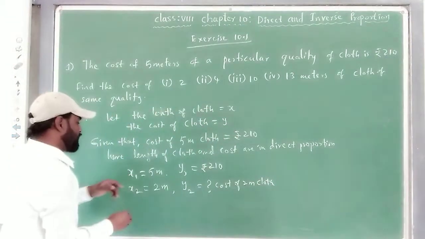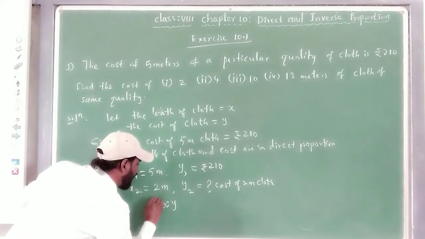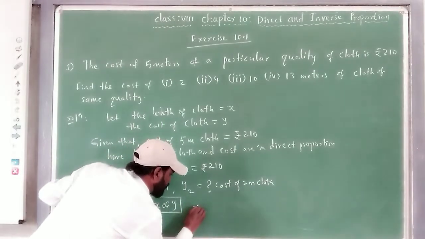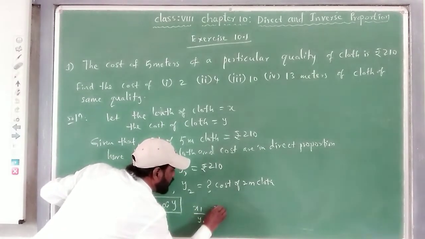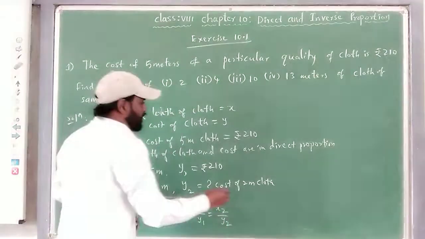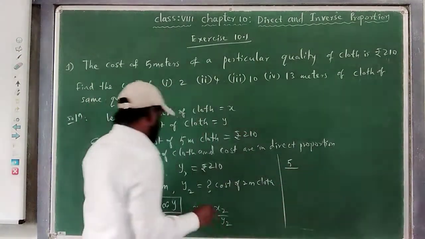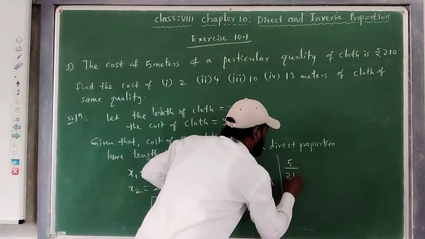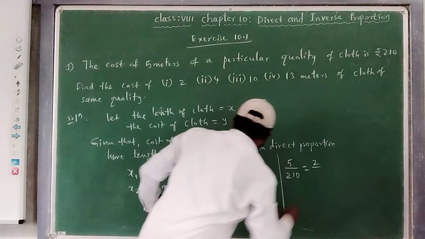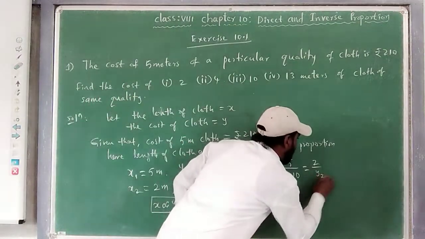So substituting the values, as x is directly proportional to y, what formula do you have to use? x1 by y1 is equal to x2 by y2. Substitute the given values. What is x1? 5. What is y1? 210. What is x2? 2. What is y2? The cost of 2 meters cloth, we don't know, so keep it as y2.